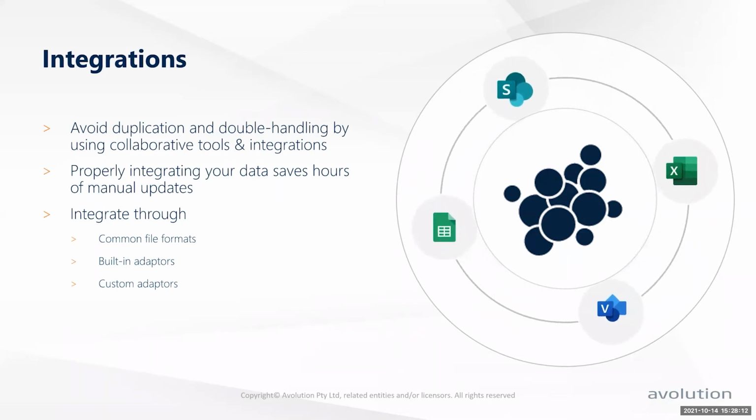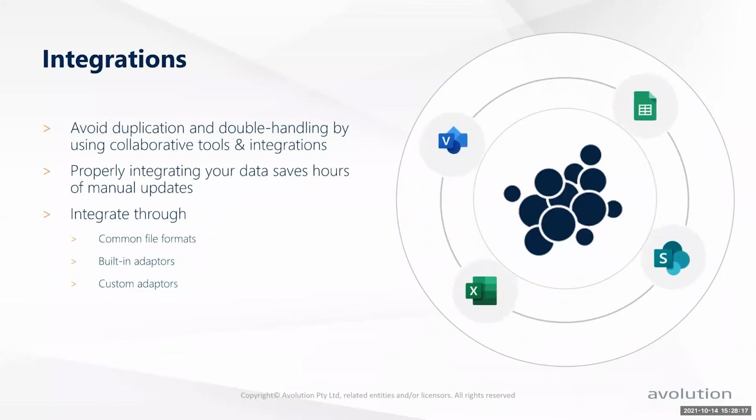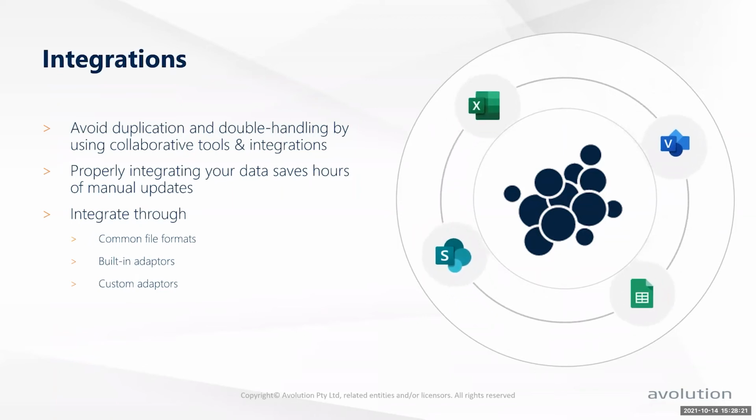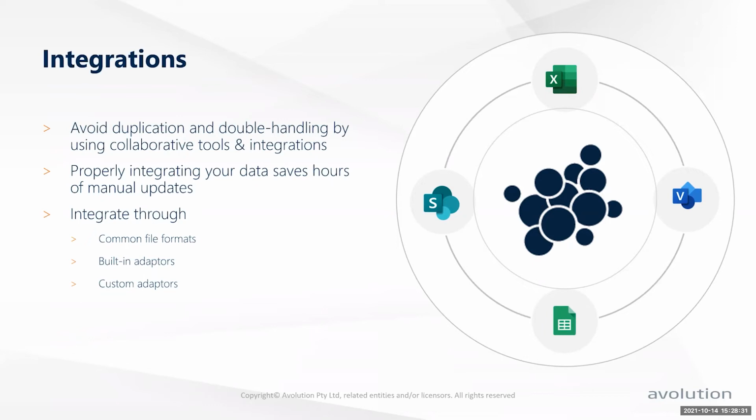So one of the easiest methods is through use of common file formats such as CSV, Excel, Visio. So if the data can be exported into these formats, it can then be imported into Abacus quite easily. Secondly, Abacus has various built-in adapters to ServiceNow, Technopedia, SharePoint, and Google Sheets, and we'll cover these in more detail in the next slides. And lastly, custom adapters can be developed through use of our REST API, which we'll also cover shortly.